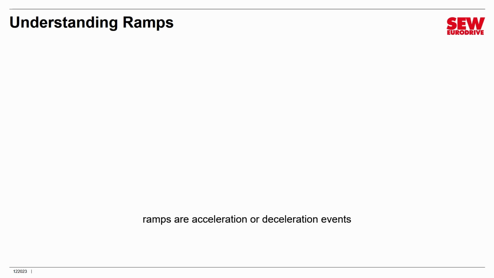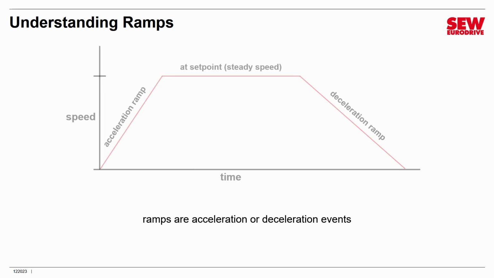A ramp is an acceleration or deceleration event, a period of time when the VFD is changing its speed either up or down. This is a diagram of a ramp, and I think you can see why we call them ramps because that's exactly what they look like. This diagram is a graph of speed versus time. The horizontal axis represents time going by, and the vertical axis represents the VFD's speed over that period of time.